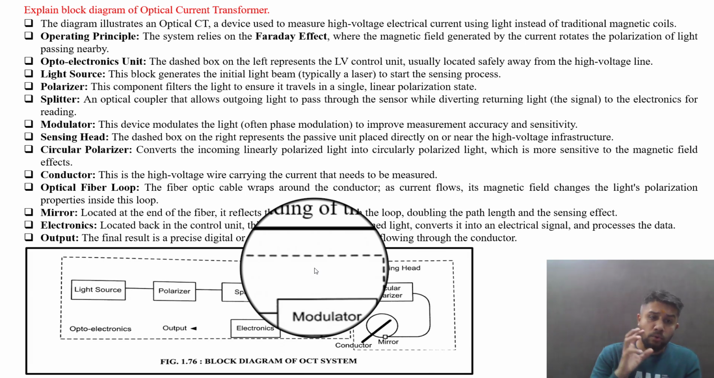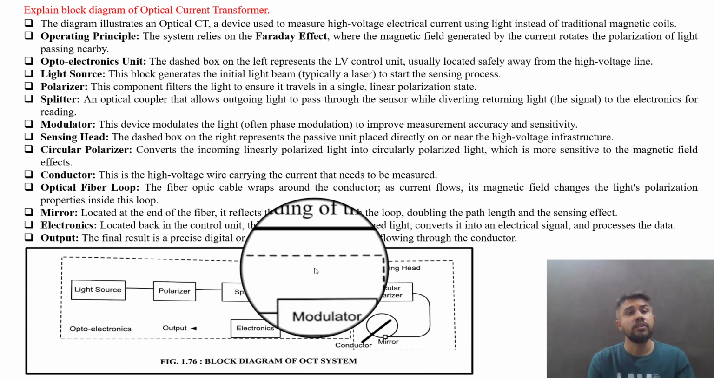Mirror. Located at the end of the fiber, it reflects the light back through the loop, doubling the path length and the sensing effect. Electronics, or a generalized block of electronics, is located back in the control unit. This block receives the returned light, converts it into the equivalent electrical signal and processes the data. Output. The final result is a precise digital or analog reading of the current flowing through the conductor, and it is generated as an output.